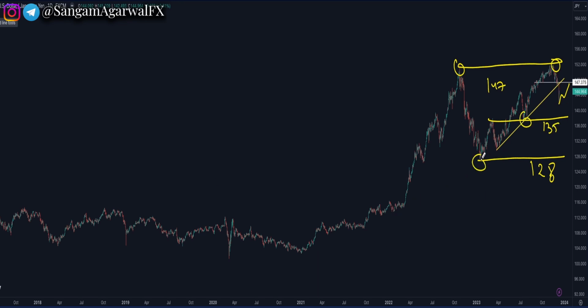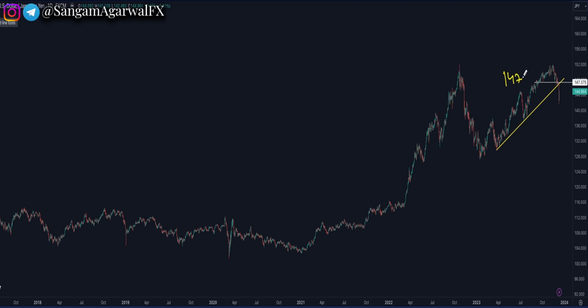But these two are major support levels and a big double top technical setup. And because of the monetary policy difference in upcoming time, this pair can go down. And 147 is the first big resistance level. As long as price is trading below 147, there is a possibility that this is your double top.